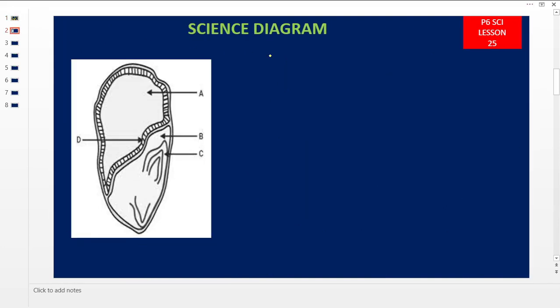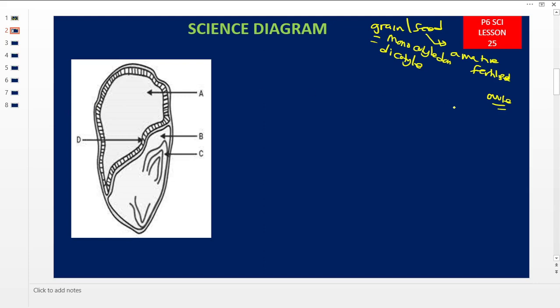All right, so here we have a grain. It is a grain, and at the same time it is a seed. What is a seed? We say that a seed is a mature fertilized ovule from the ovary, and we have two types of seeds. One, the seeds with one cotyledon, which are called monocotyledons, and the seeds with two cotyledons, which are called dicotyledons. Now when you look at this grain, it is a monocot. It has only one cotyledon.